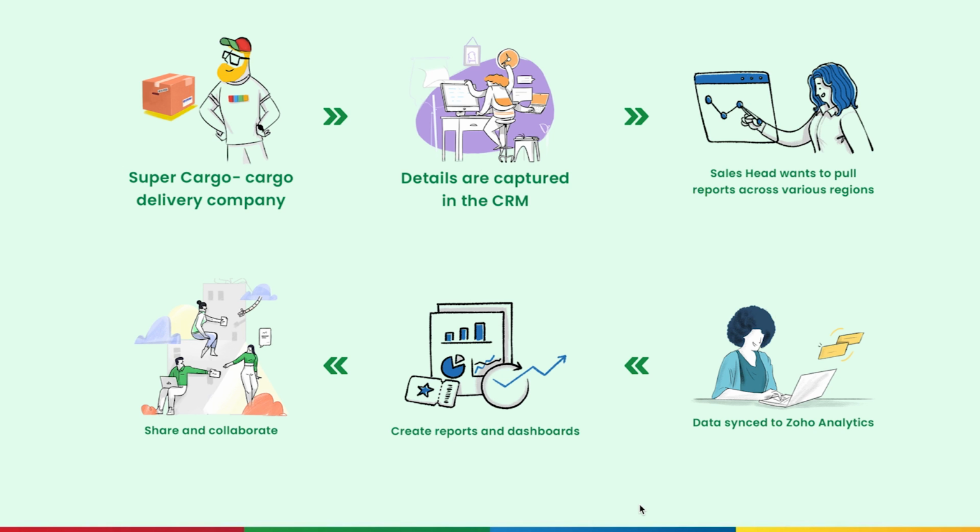John needs to see the metrics across these departments, share reports with the channel partners, and plan the next month's load factor based on the reports. We will see how this team at Supercargo uses Zoho Analytics along with Zoho CRM to analyze the performance of the delivery teams and much more.